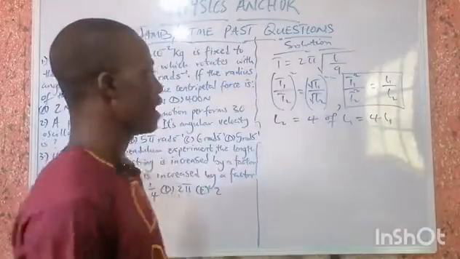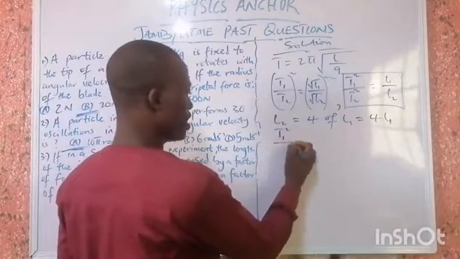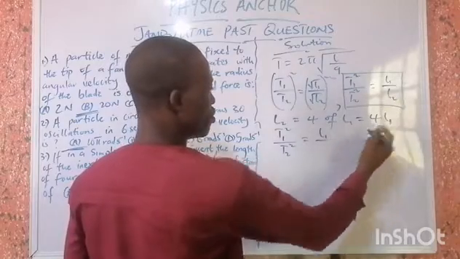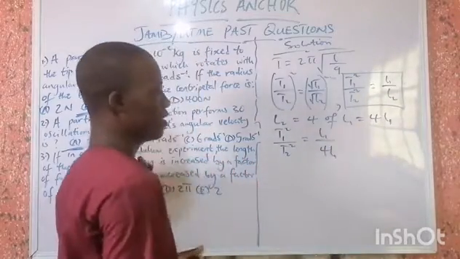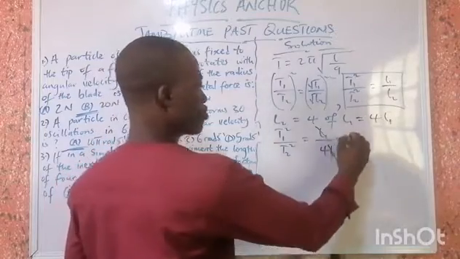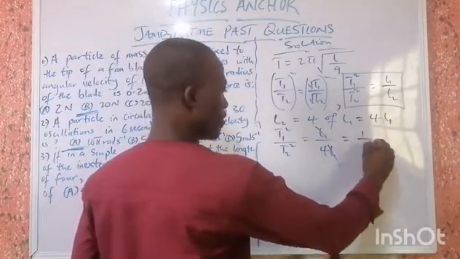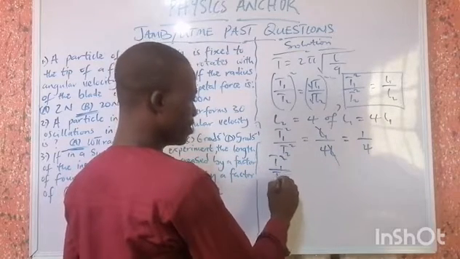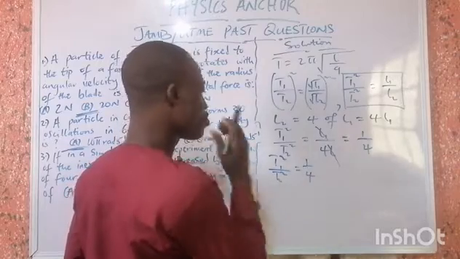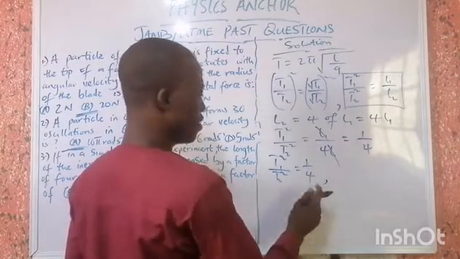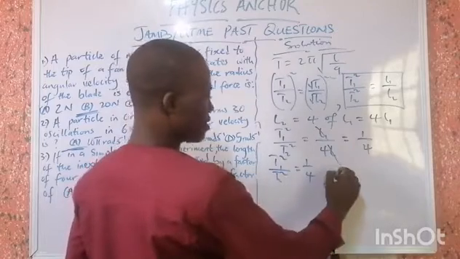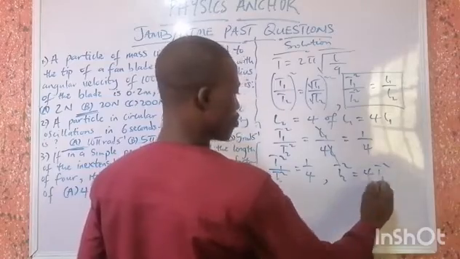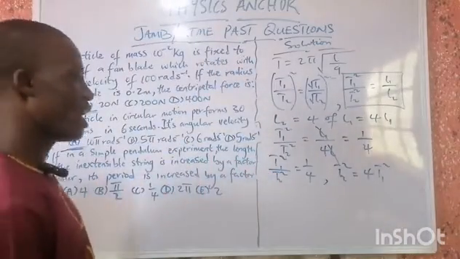So we can go back to this formula by saying that T1 squared over T2 squared equals L1, now instead of writing L2, we just write 4L1. So L1 cancels L1 here. This will give me 1 over 4. So I will be having T1 squared over T2 squared equals 1 over 4. If we cross multiply this, 4 times this and 1 times this, my T2 squared will be equal to 4T1 squared. So let's take the root of both sides.